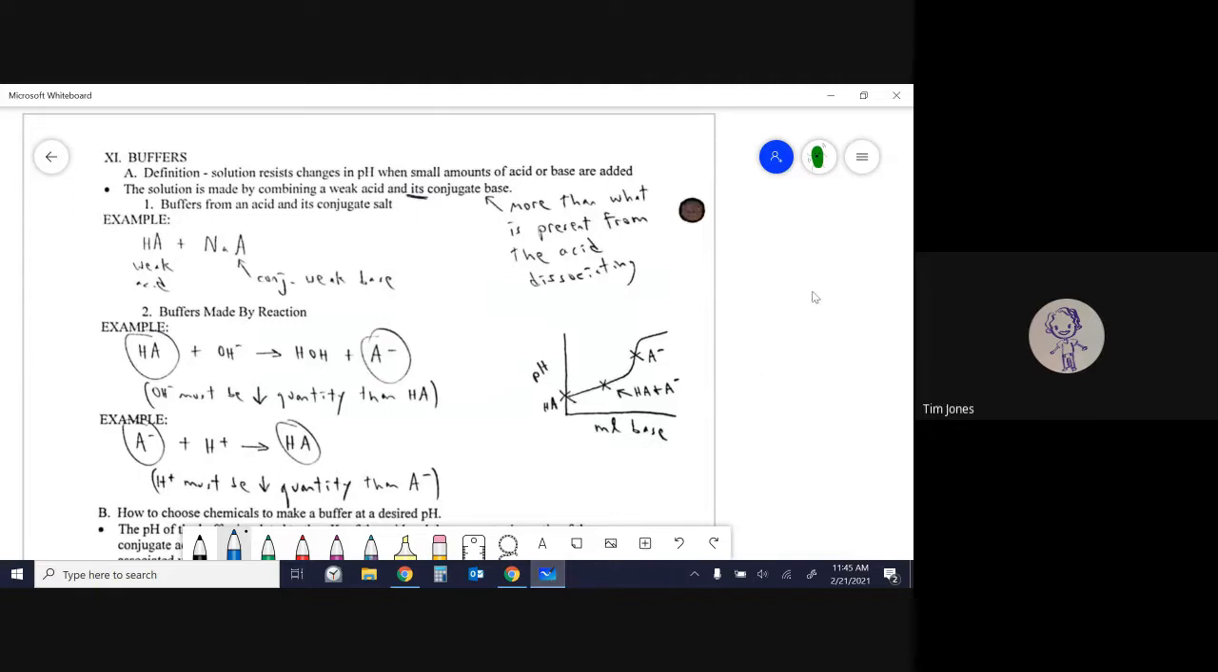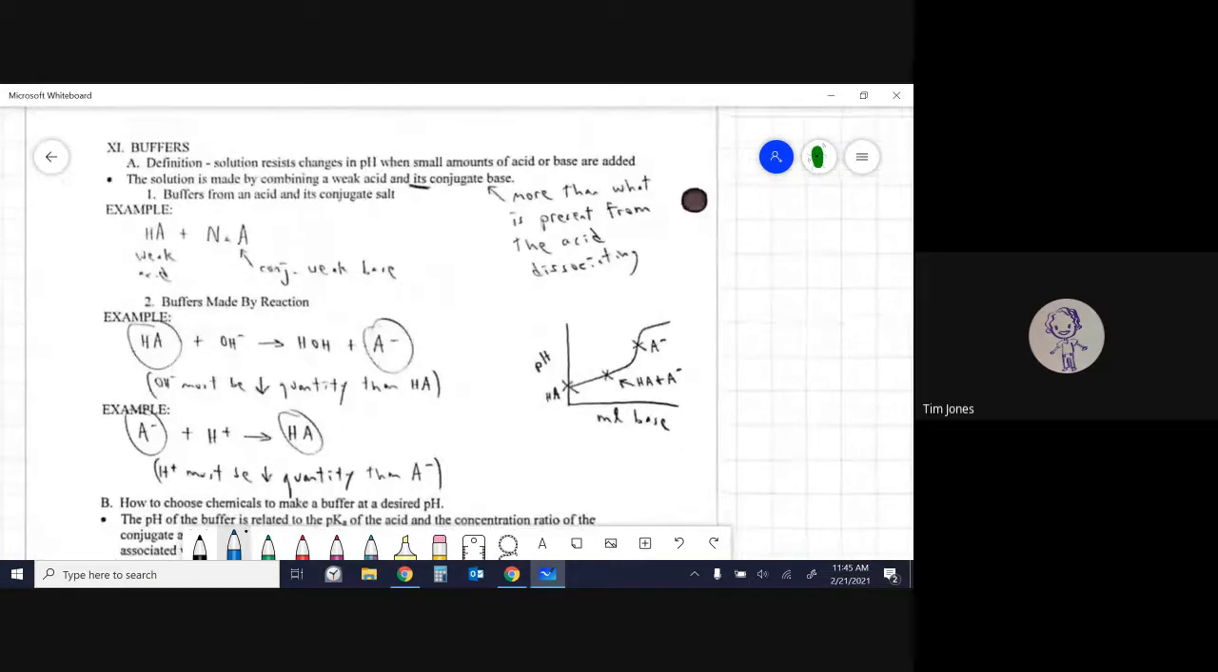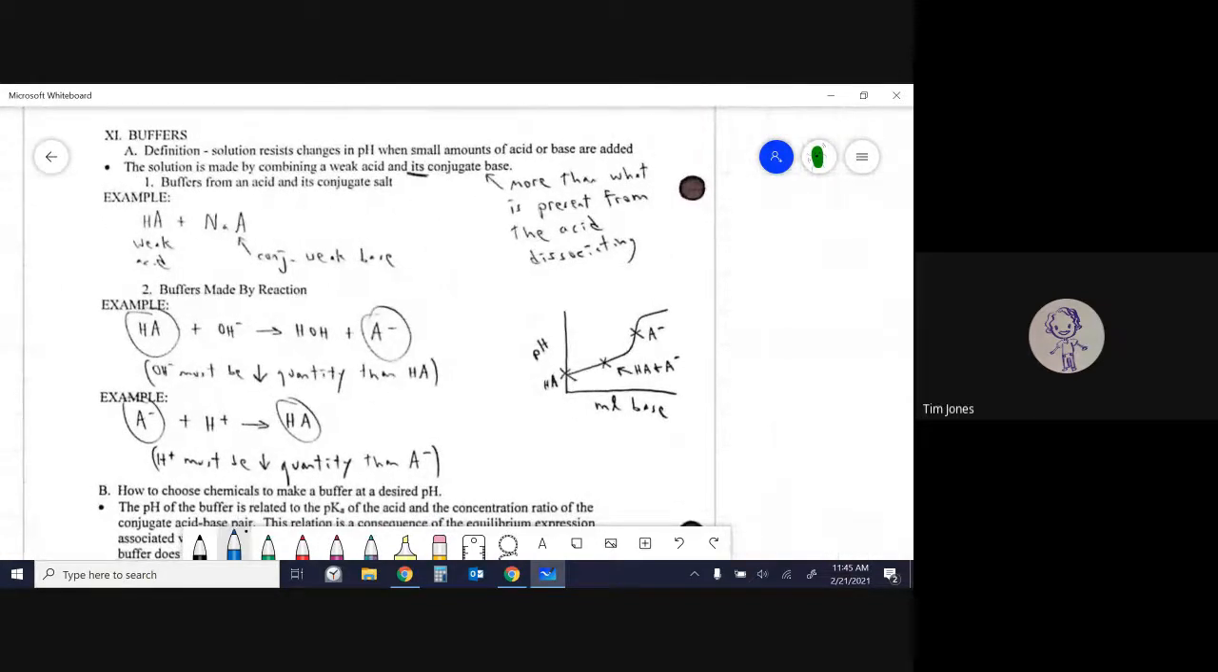All right. This is AP Chemistry Notes. Pages, where are we now? 80 to 82 on buffers. It's the last lesson for acids and bases.